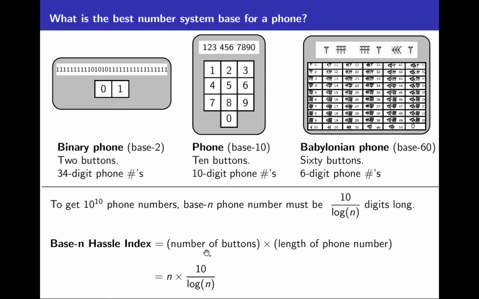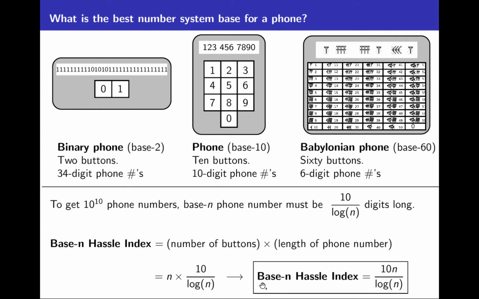That hassle index would be the number of buttons, which would be n for base n, times the length of a phone number, that's 10 over log n. So n times 10 over log n, so our base n hassle index is 10n over log n.